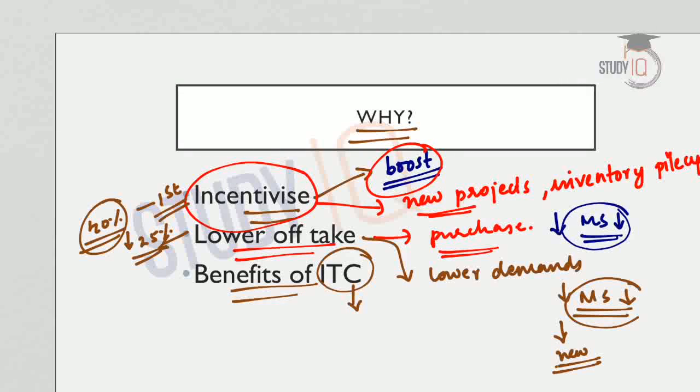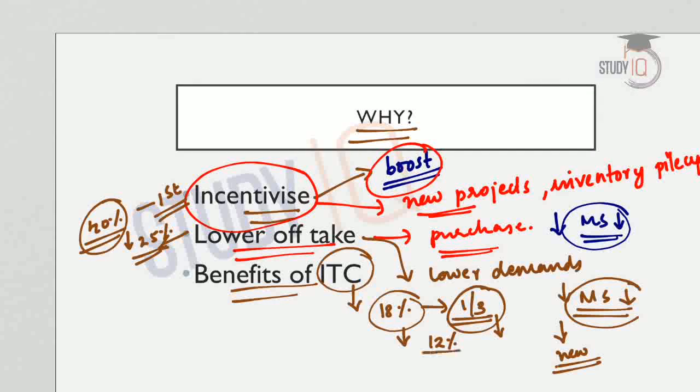So we have seen that earlier the rate was 18%, but when we exclude the one-third value of the cost of land, it becomes around 12%. So this 12% GST includes input tax credit. Now the input tax credit provision has been removed by the GST Council.